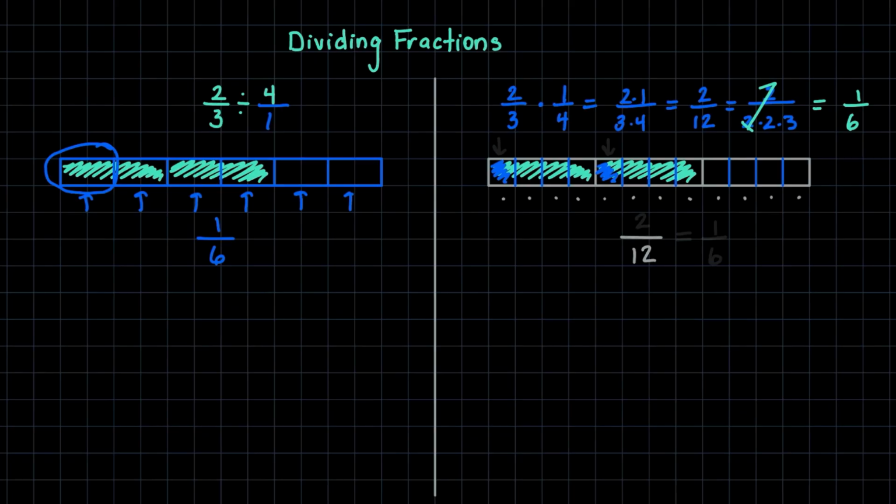And how many do we have? This one and this one. 2 out of 12, which we know simplifies to 1 out of 6. So again, I always love to show you how and why this is occurring, not just how we mathematically compute. I'll do a couple more examples with visuals, and then we'll just run through some dividing fractions.